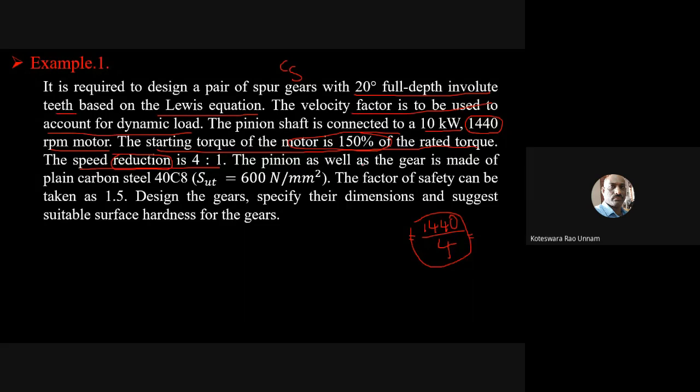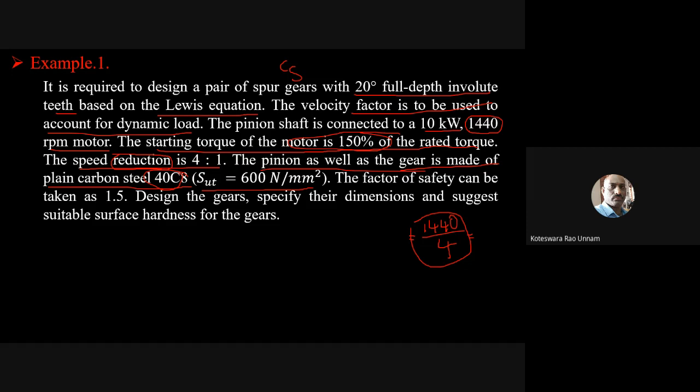The pinion as well as the gear is made of plain carbon steel 40C8 with SUT equal to 600 Newton per mm square. So he has stated that both pinion and gear are made of the same material only. Then the first criterion you can easily identify: if both are made of the same material, obviously the pinion is going to be the weaker one.